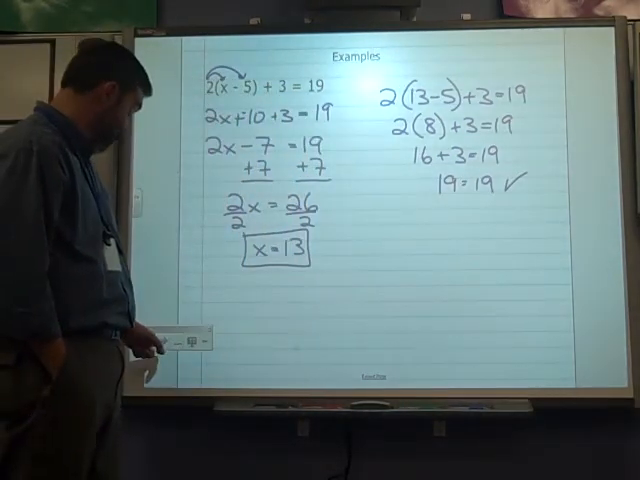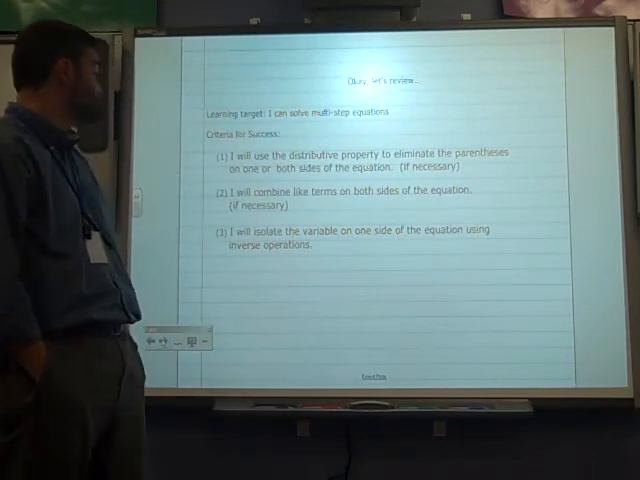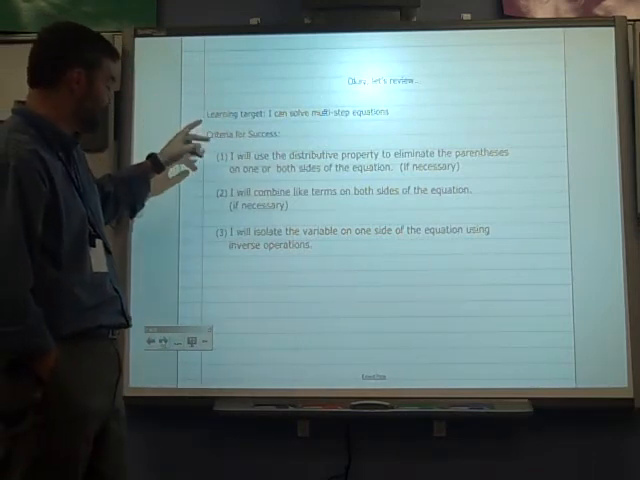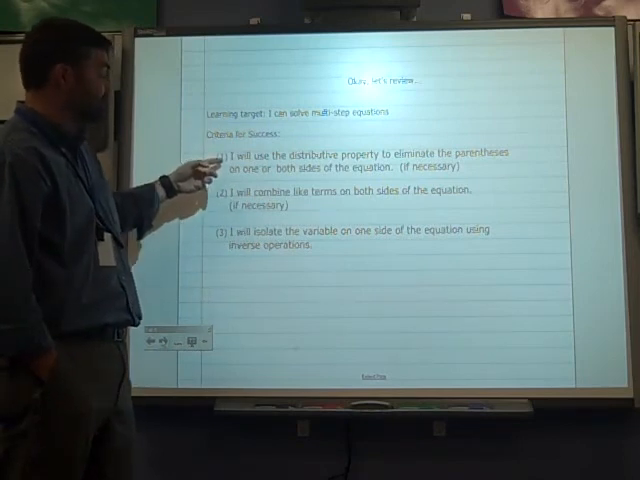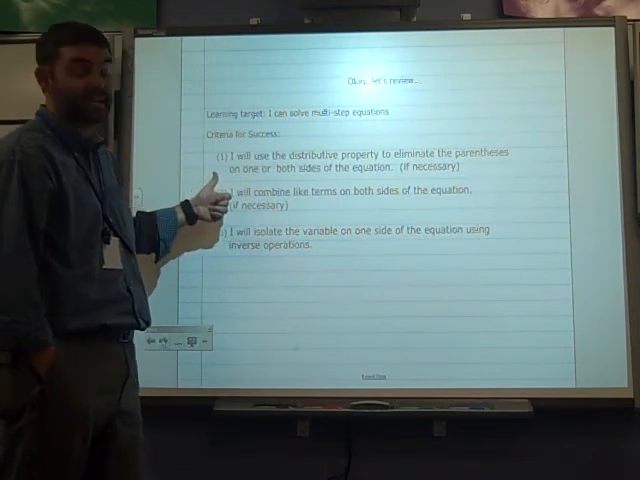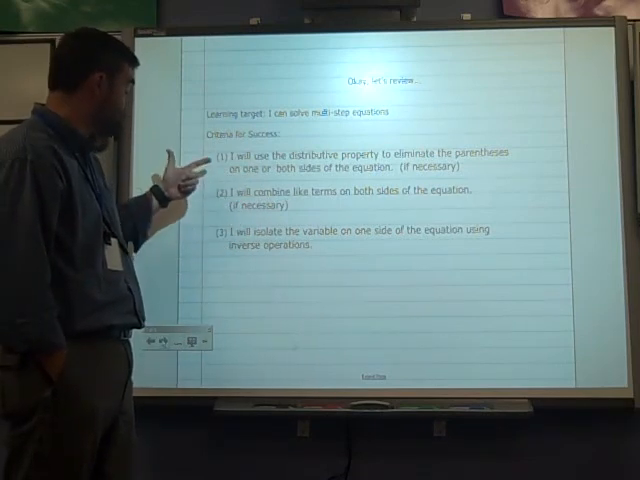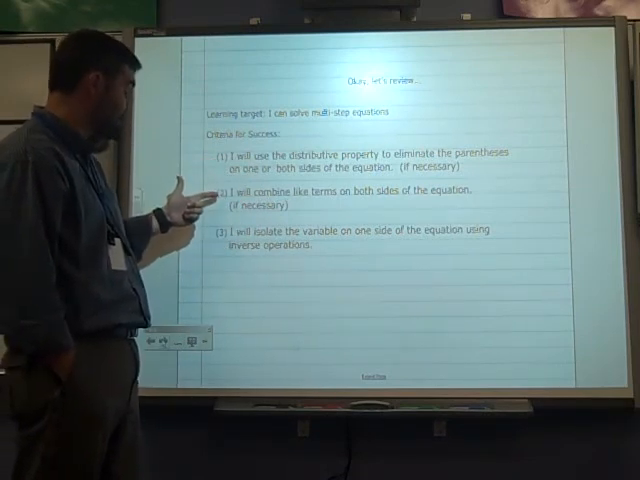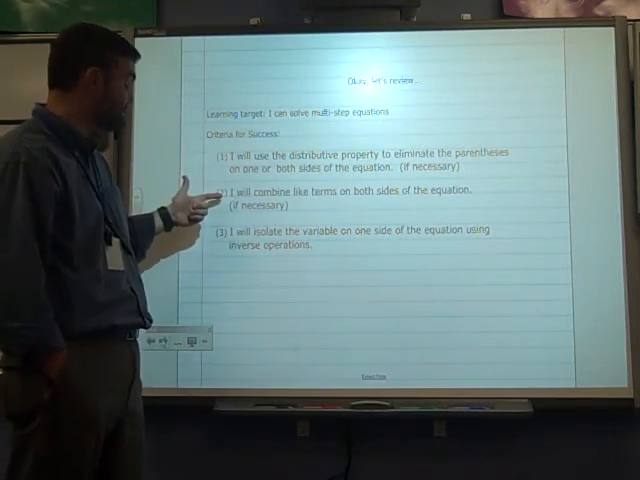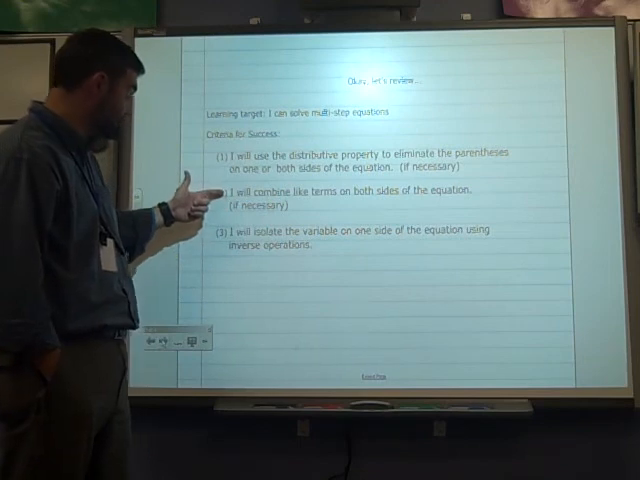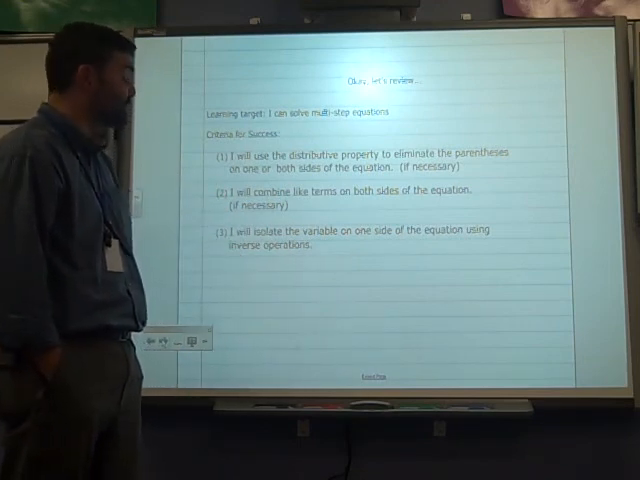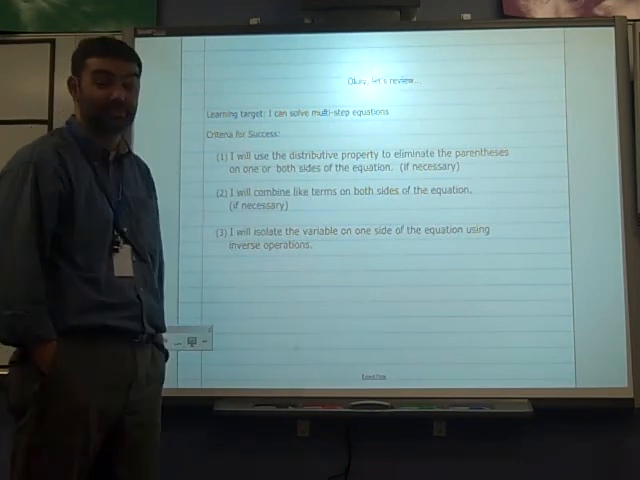Very good. To review, the learning target, I can solve multi-step equations. The criteria for success, 3 steps. I'll use distributive property to eliminate the parentheses on one or both sides of the equation, if necessary. If not, or after you do that, step 2, I'll combine like terms on both sides of the equation, if necessary as well. And then step 3, I'll isolate the variable on one side of the equation using inverse operations.